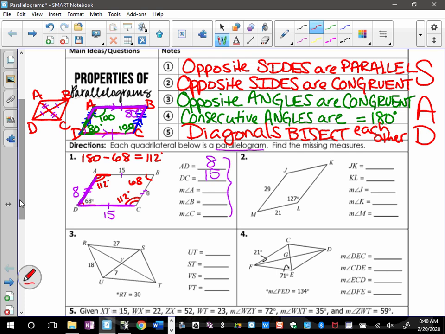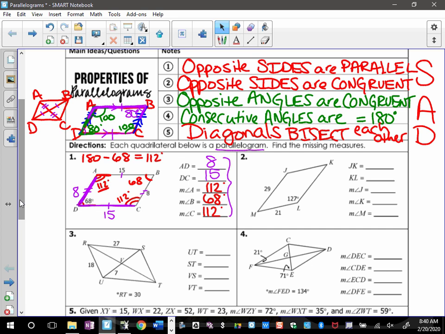Then angles, so we go inside. Angle A is going to be that 112 that we found. Angle B is going to be 68. And angle C was also 112. So again, the easiest thing to do is mark your diagram up as much as possible and then just fill in your answers.